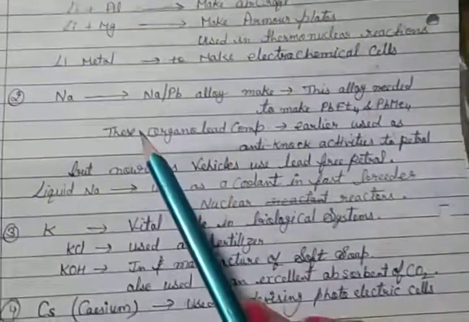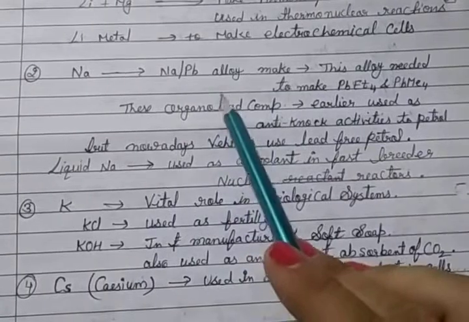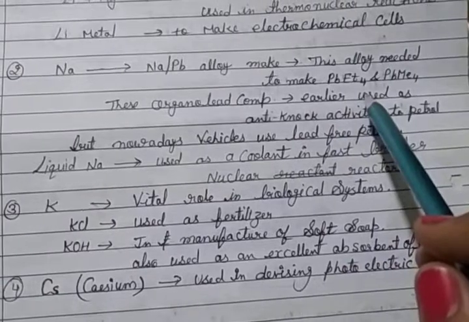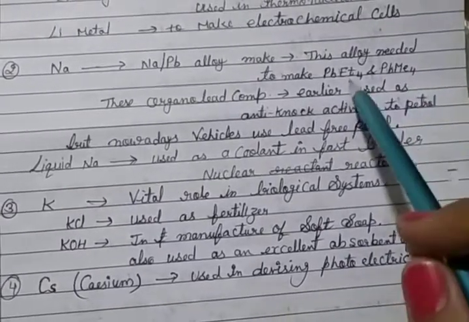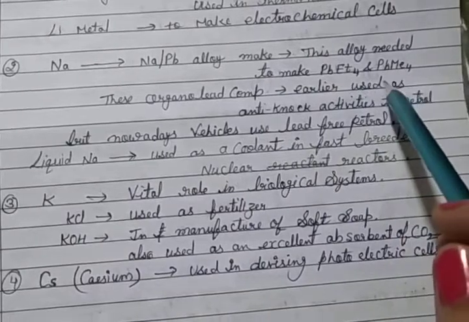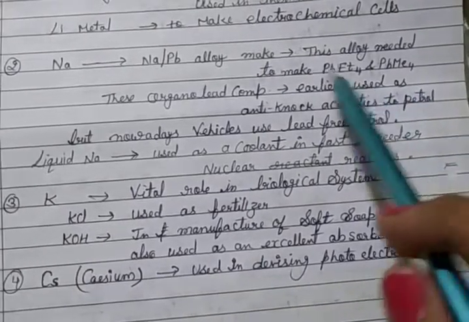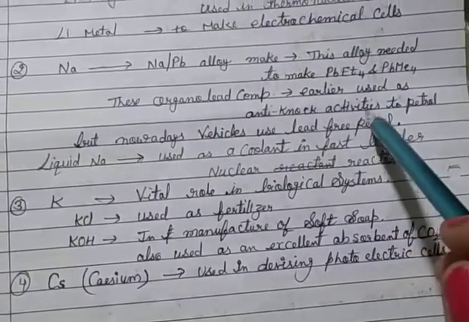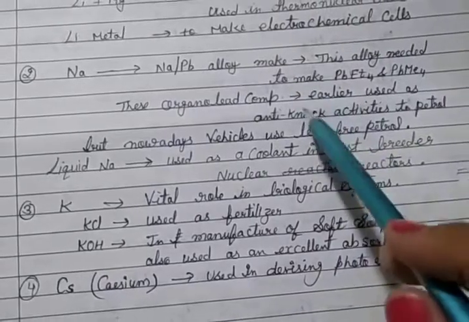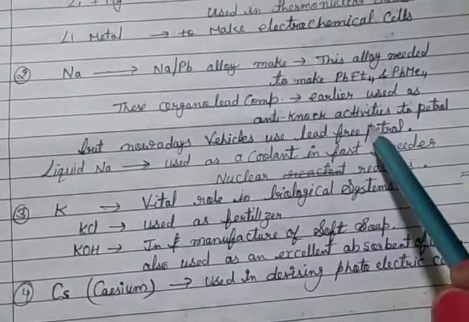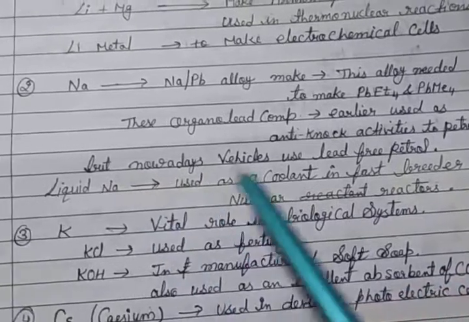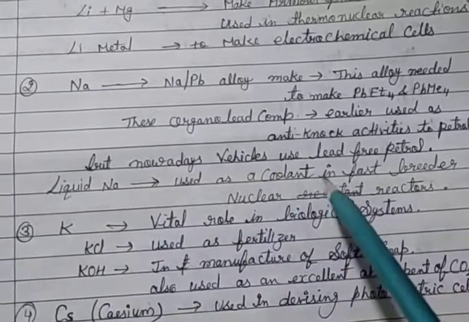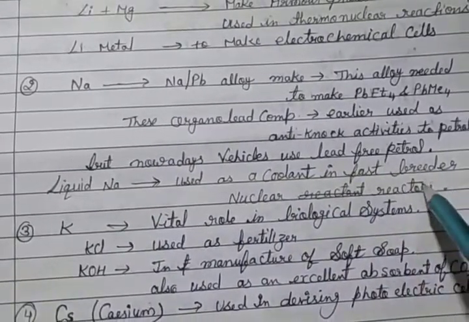Then second, sodium. Sodium and lead alloy is needed to make PbEt4 and PbMe4, that is tetraethyl lead and tetramethyl lead. These organolead compounds were earlier used as anti-knock additives to petrol, but nowadays vehicles use lead-free petrol. Liquid sodium is used as a coolant in fast breeder nuclear reactors.